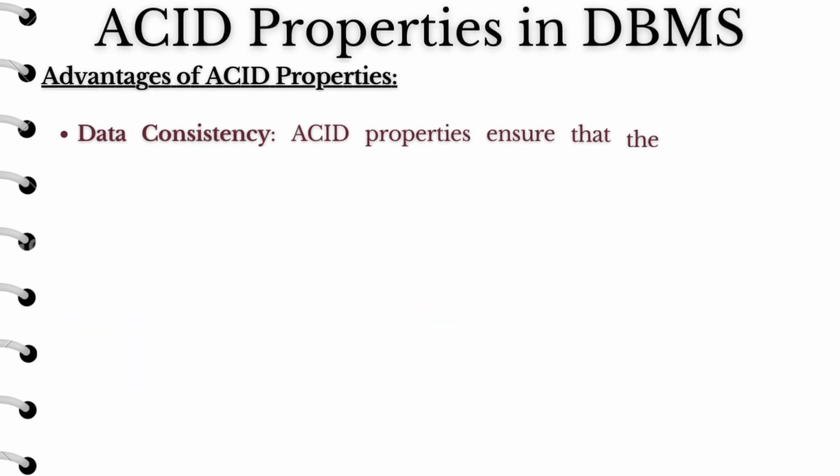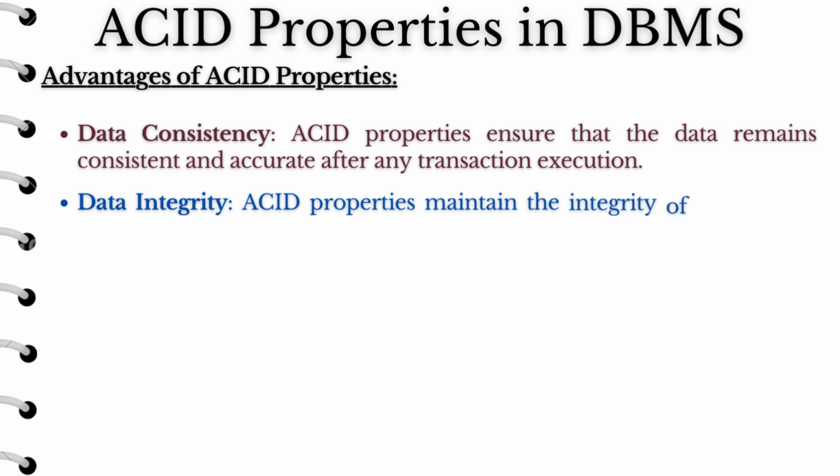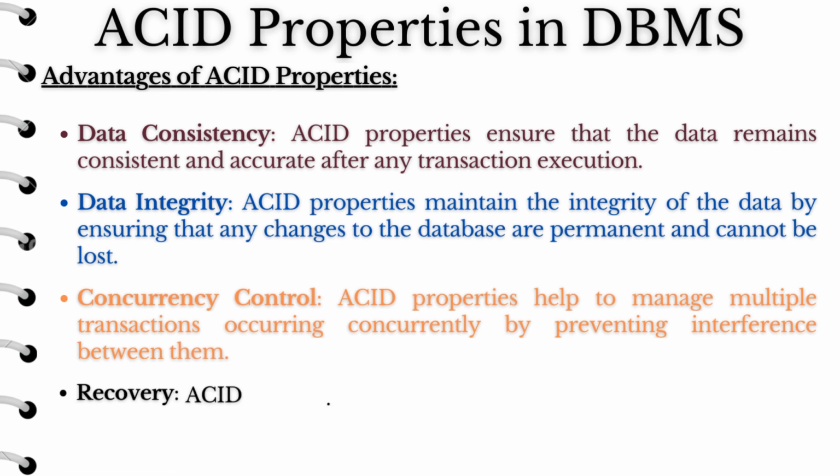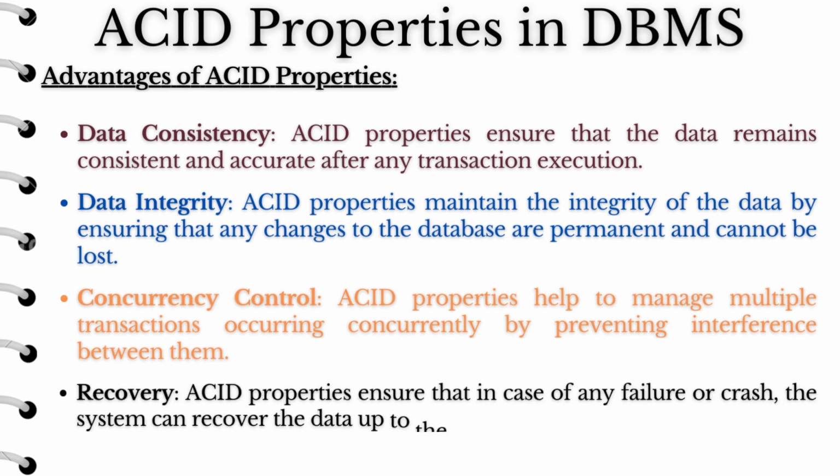Advantages of ACID properties. Data consistency: ACID properties ensure that the data remains consistent and accurate after any transaction execution. Data integrity: ACID properties maintain the integrity of the data by ensuring that any changes to the database are permanent and cannot be lost. Concurrency control: ACID properties help to manage multiple transactions occurring concurrently by preventing interference between them. Recovery: ACID properties ensure that in case of any failure or crash, the system can recover the data up to the point of failure or crash.